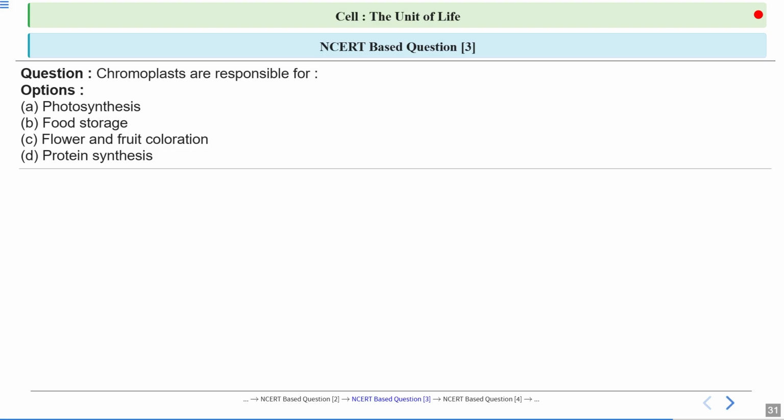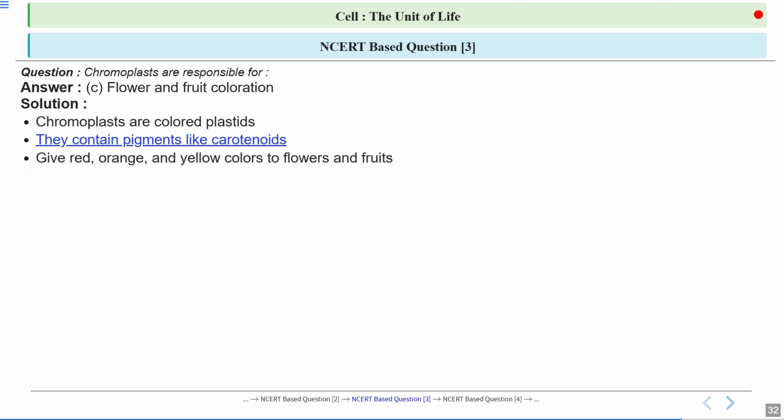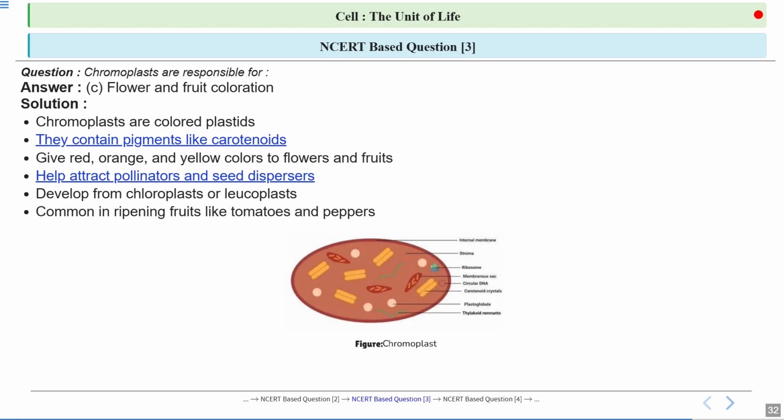Okay, so let's have a look at the answer. The answer is option C, flower and fruit coloration. This is absolutely correct. Explanation: chromoplasts are colored plastids. They contain pigments like carotenoids. They give red, orange, and yellow colors to flowers and fruits, and they also help attract pollinators. They develop from chloroplasts or leucoplasts and are common in ripening fruits like tomatoes and peppers. This is the image showing you a chromoplast.